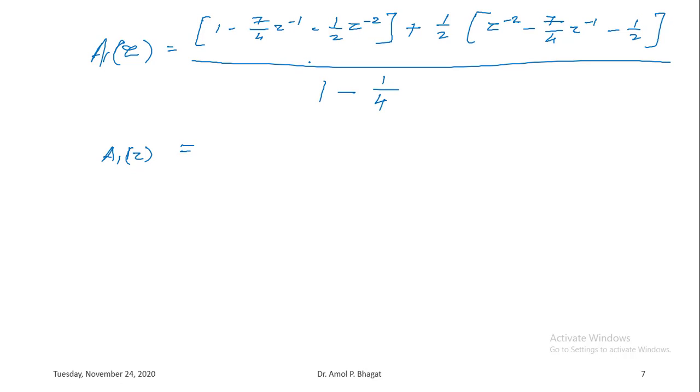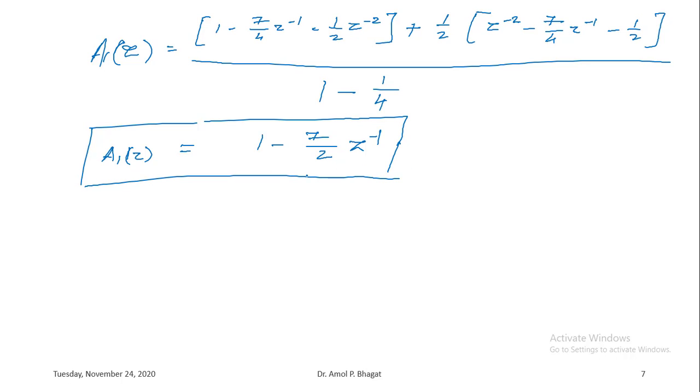So if you simplify it, you will get simply the value a1 of z is equals to 1 minus 7 by 2 z to the power minus 1. Okay, so this is a1 of z. It is a lower order polynomial after simplification, right? So from a1 of z you will get the reflection coefficient k1. The reflection coefficient k1 is simply k1 is equals to minus 7 by 2, right?